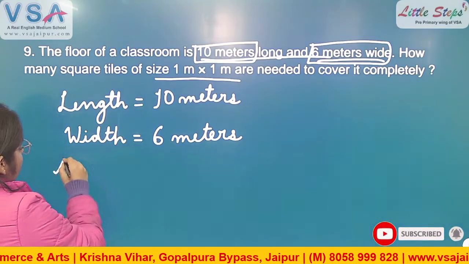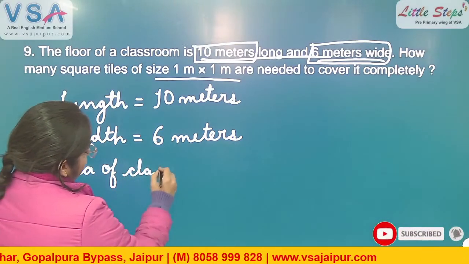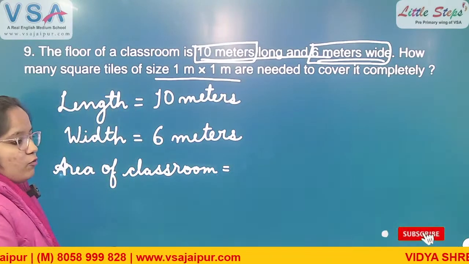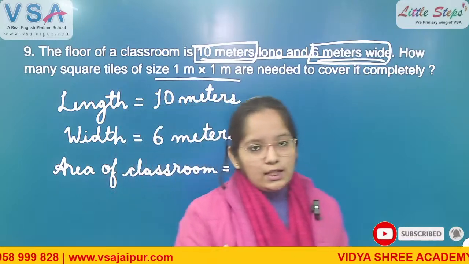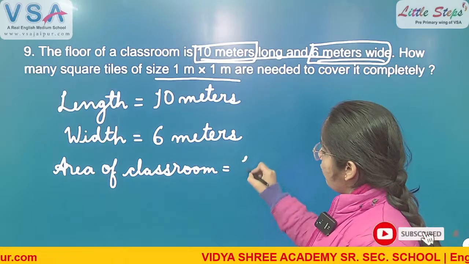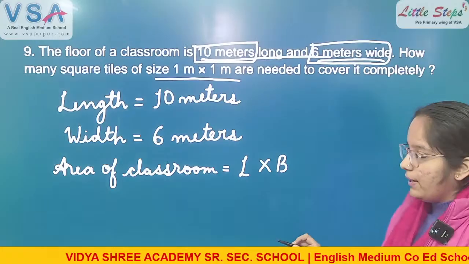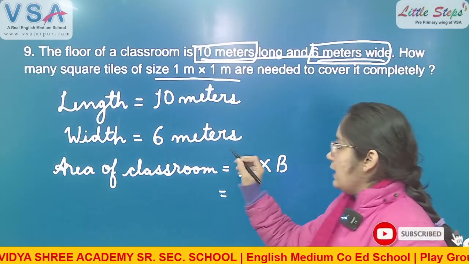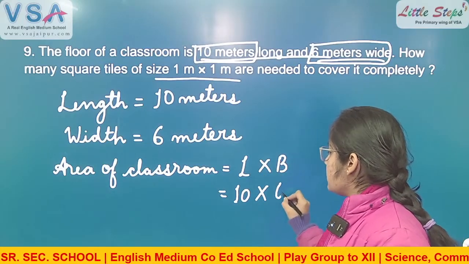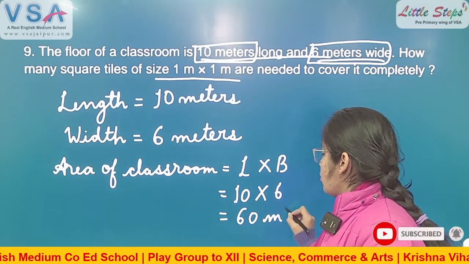So because we have to find the area of the classroom, then we will find the area of the tile. Area of the classroom will be, what is the shape of the classroom? It is rectangle, and the area of a rectangle is length multiplied by breadth, or we can say length multiplied by width. What is the length? Length is 10 meters. And what is the breadth? It is 6 meters. So 10 multiplied by 6, that is 60 meter square.